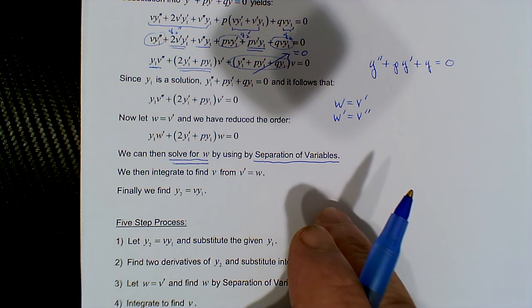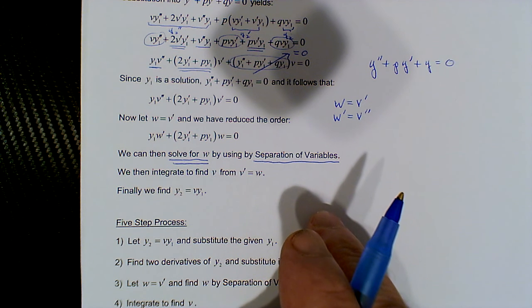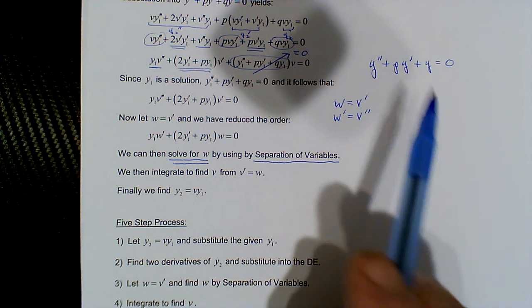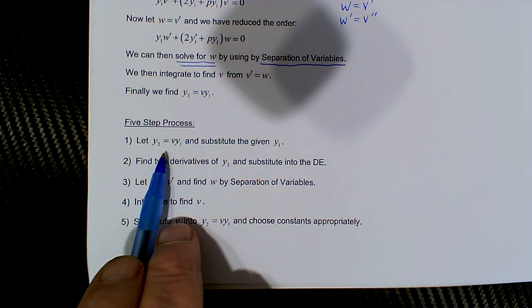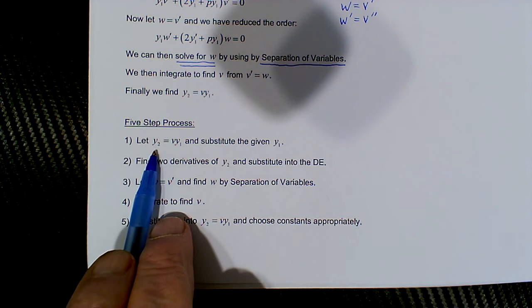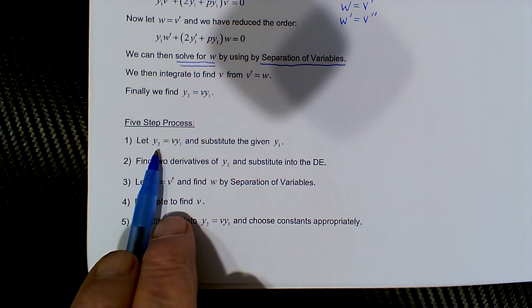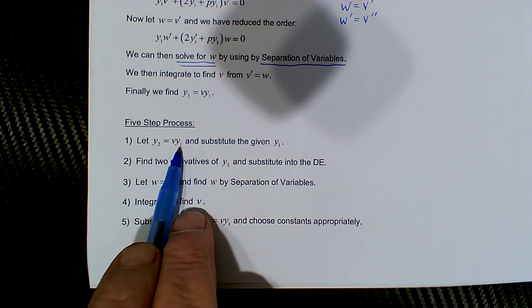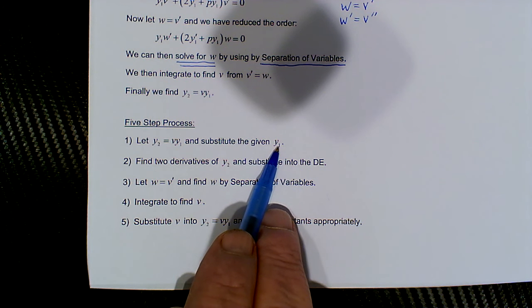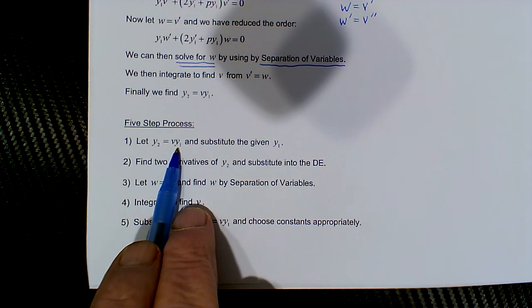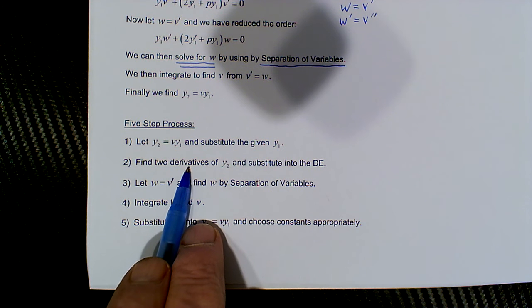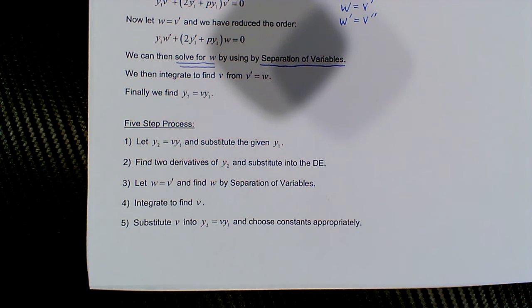theoretically. Ours will be easier because we'll be given the function y1 and we won't have to deal with p's and q's and things. And here's a summary of a little 5-step process to consider. The first two steps are really rather easy, as we'll see through our examples, because all we're doing is letting y2 equal v y1, and we replace y1 by what it was defined to be.